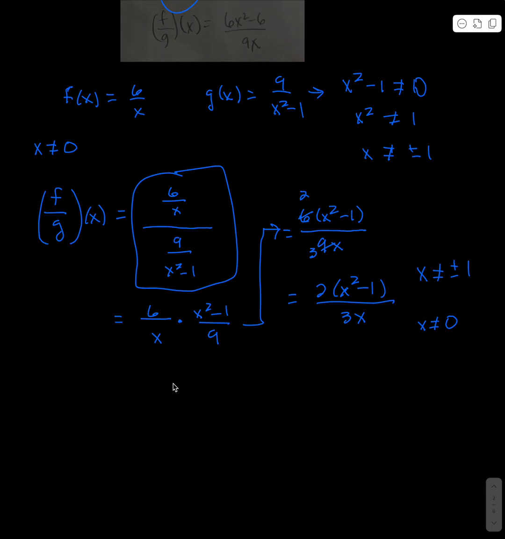So if we had to write it all out, it would be what? Negative infinity until negative 1, union negative 1 to 0. This is going to be a long one. Union 0 to positive 1, union positive 1 to infinity. So that would be it for that one.